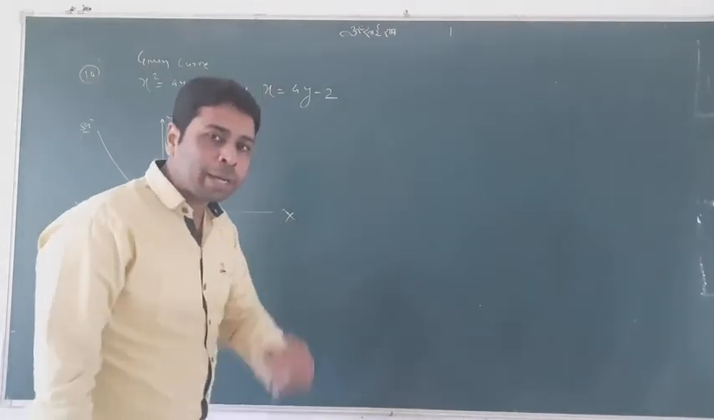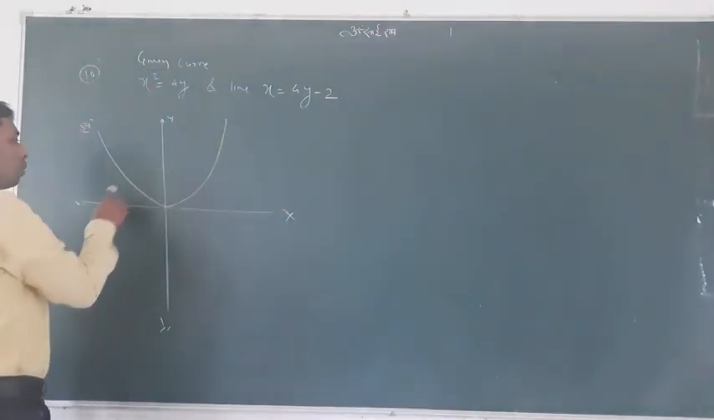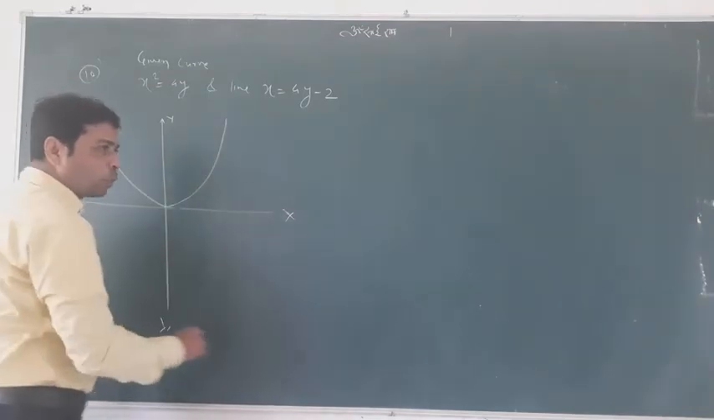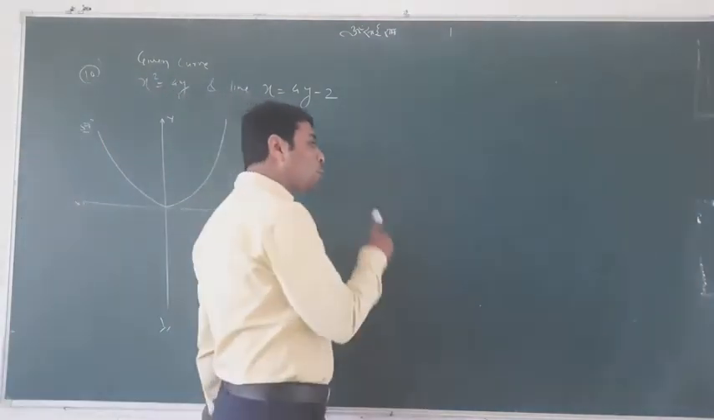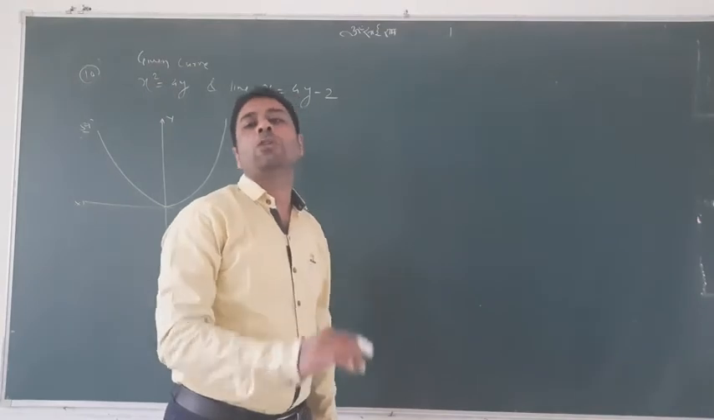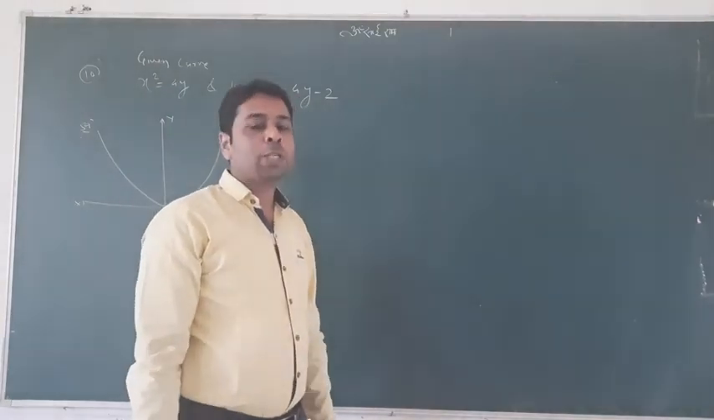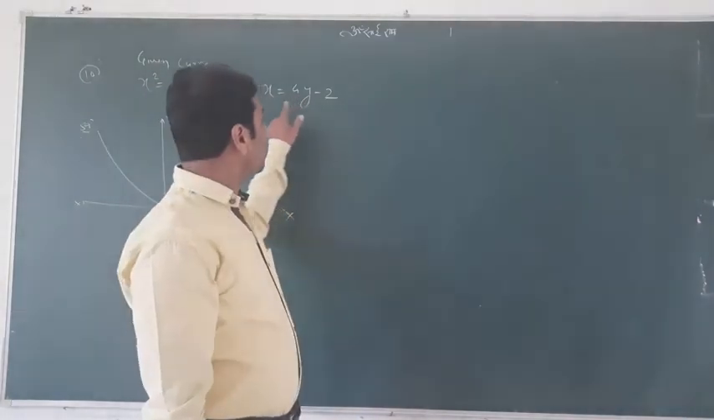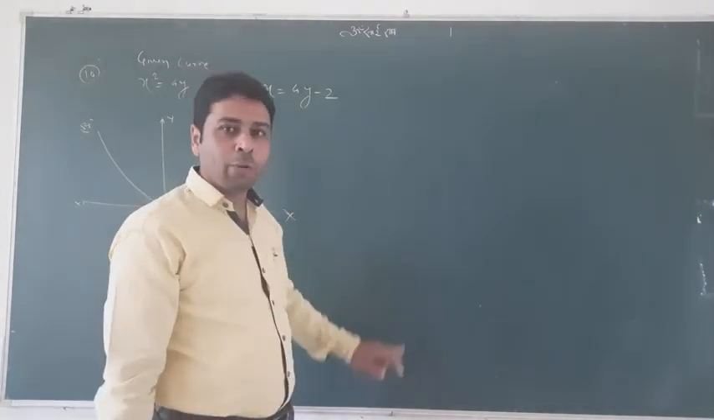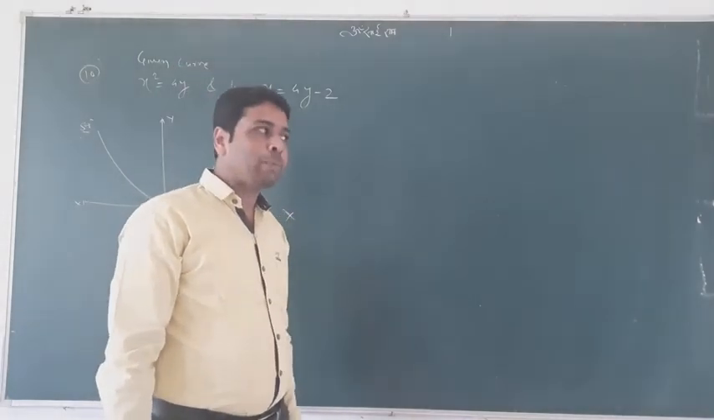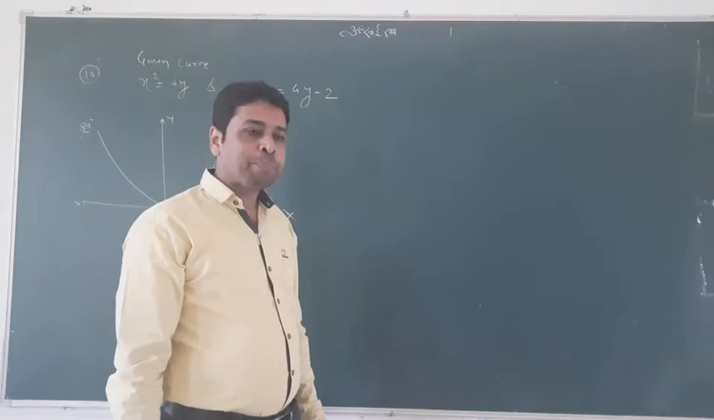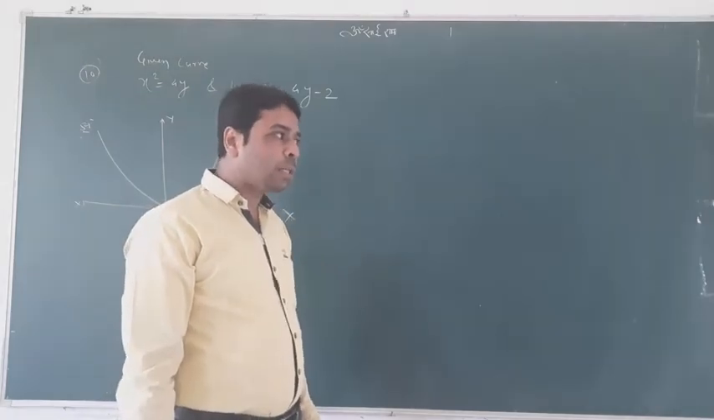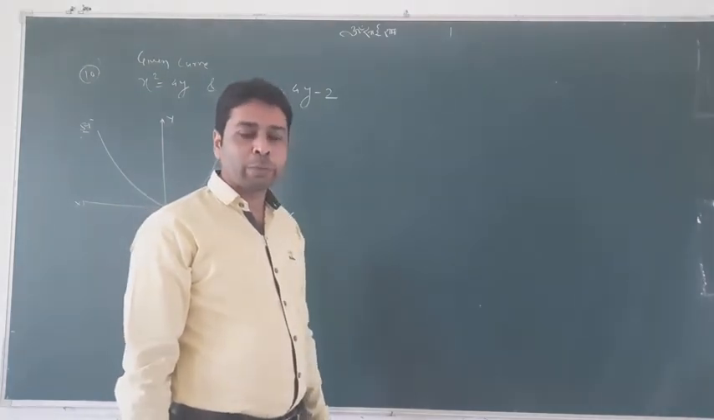But the question is, from where do I draw the line? That's the main question. So I use a trick. I don't want to take a table and choose some values of x and y. That method is also acceptable, but I want to explain another, simpler method here.